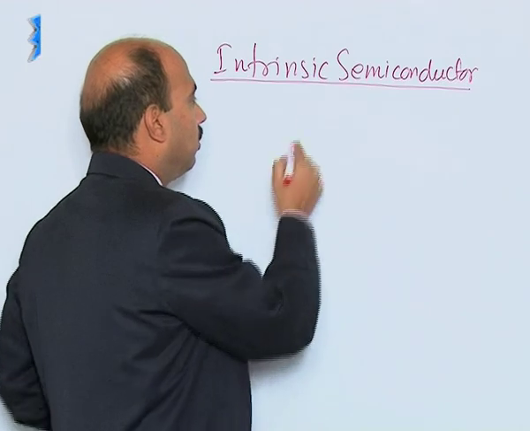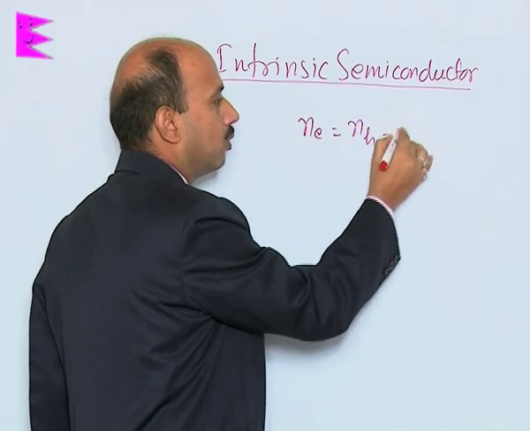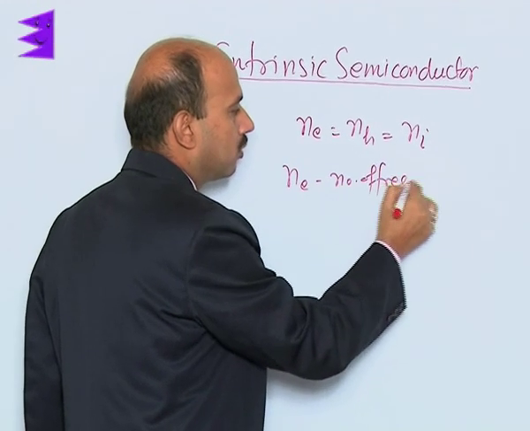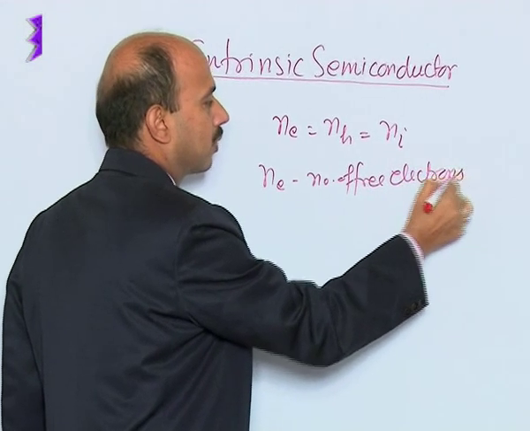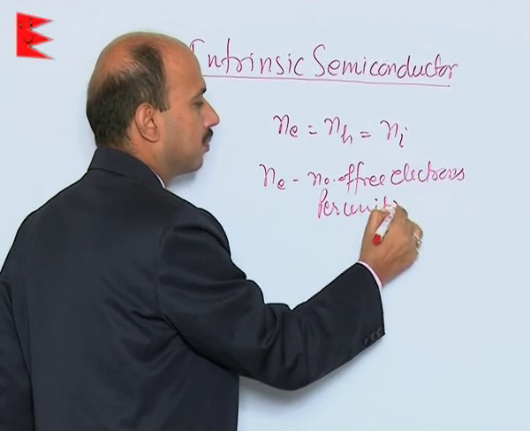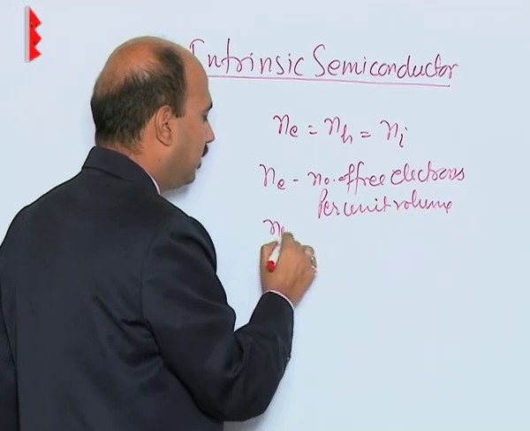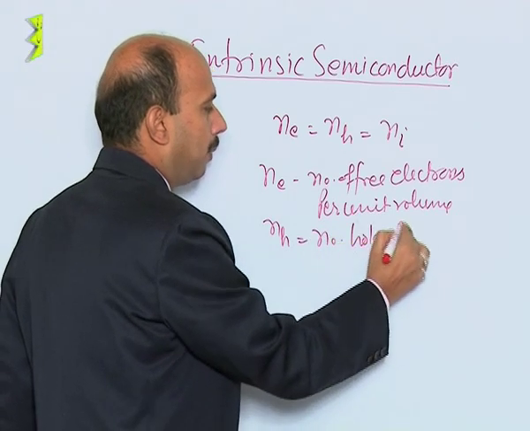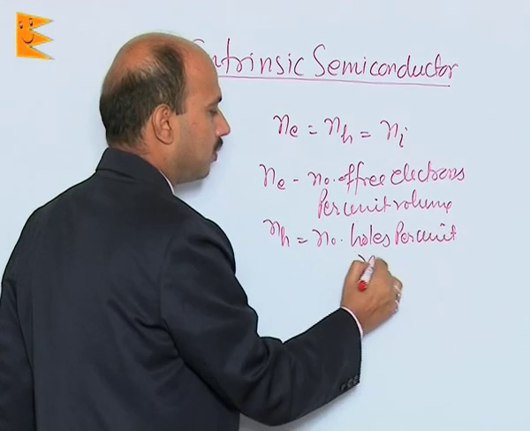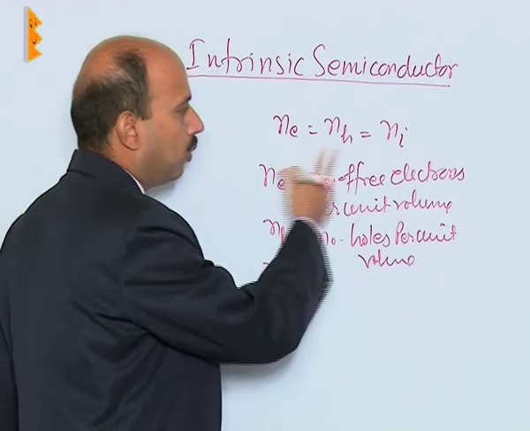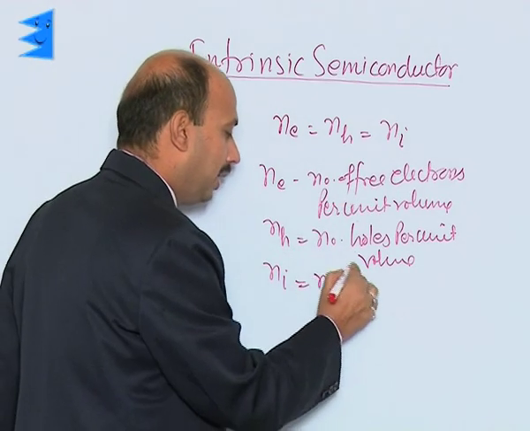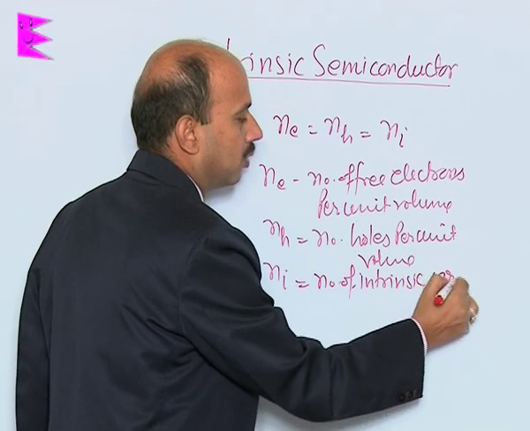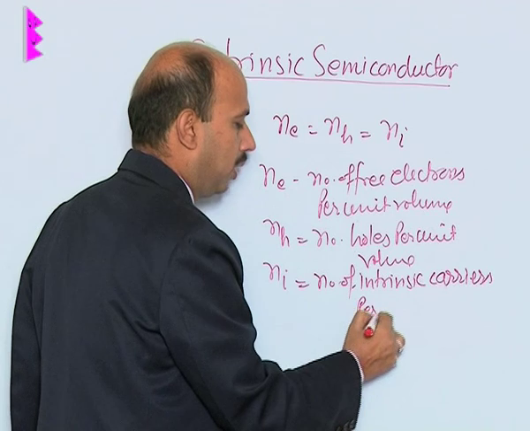In this way electrons become free and holes are created, but you will find in this case Ne is equal to NH is equal to Ni. Ne is called the number of free electrons per unit volume, and NH is called the number of holes per unit volume, and Ni, which is equal to Ne equal to NH, is the number of intrinsic carriers per unit volume.